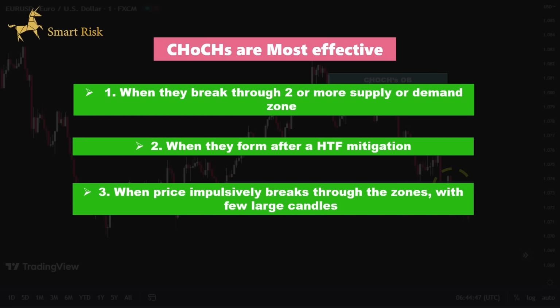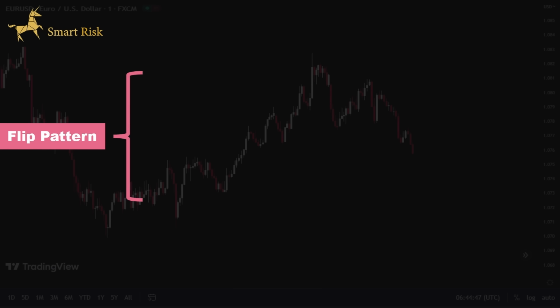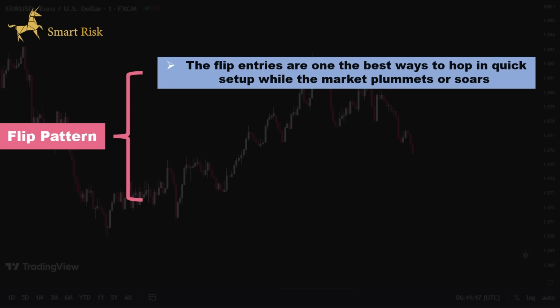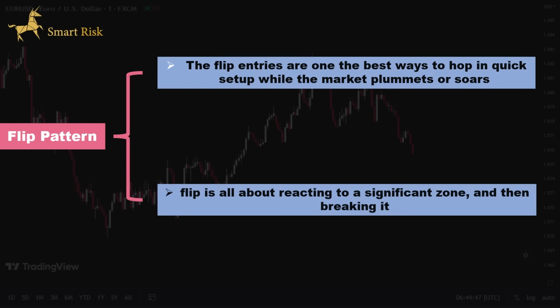So, let's dive into the details of the flip entry setup, which is the second part of the SMC reversal entries. The flip entries are one of the best ways to hop into a quick setup while the market plummets or soars, and flip is all about reacting to a significant zone and then breaking it. Now let's see how we can identify a flip.